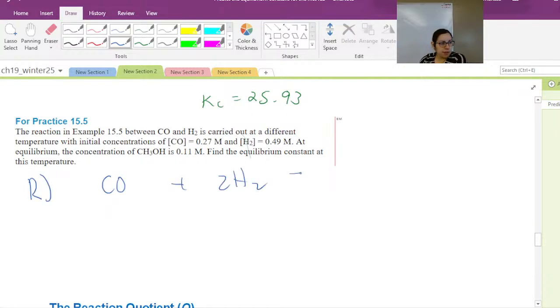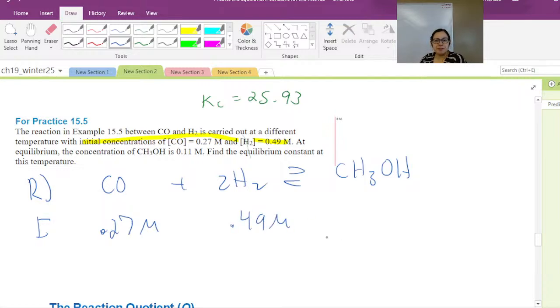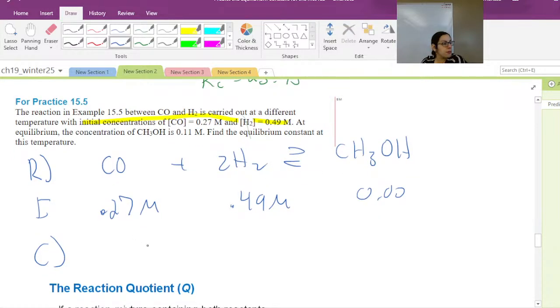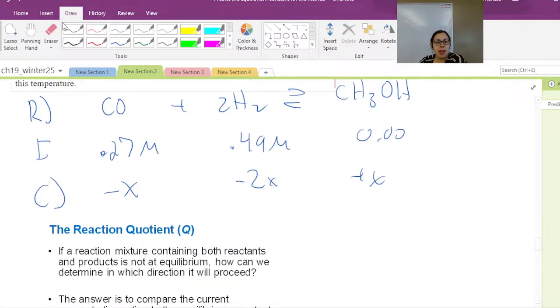So again, I'm just rewriting our reaction. And then set up your initial conditions again. So 0.27, 0.49. And then write your change. Same concept. We know it has to be moving in the forward direction. So we're going to do minus x, minus 2x, plus x, because we have no product, so we know it has to add x.